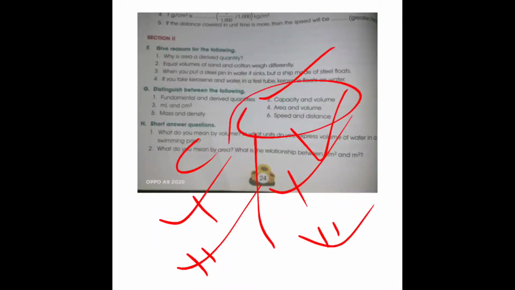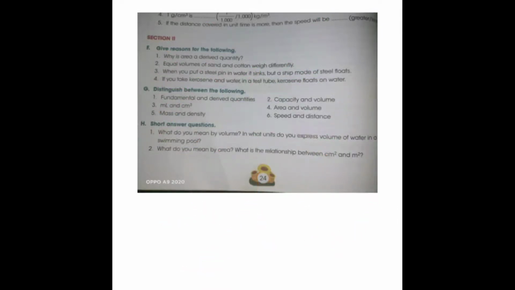Like speed and distance, first you will write the definition of speed and the definition of distance. Total path traveled by a body is called distance. Speed is defined as total distance traveled per unit time. You can write this formula and you will write its SI unit. So 3 points. Next, mass and density same. Next question, what do you mean by volume? In what units do you express the volume of water in a swimming pool?